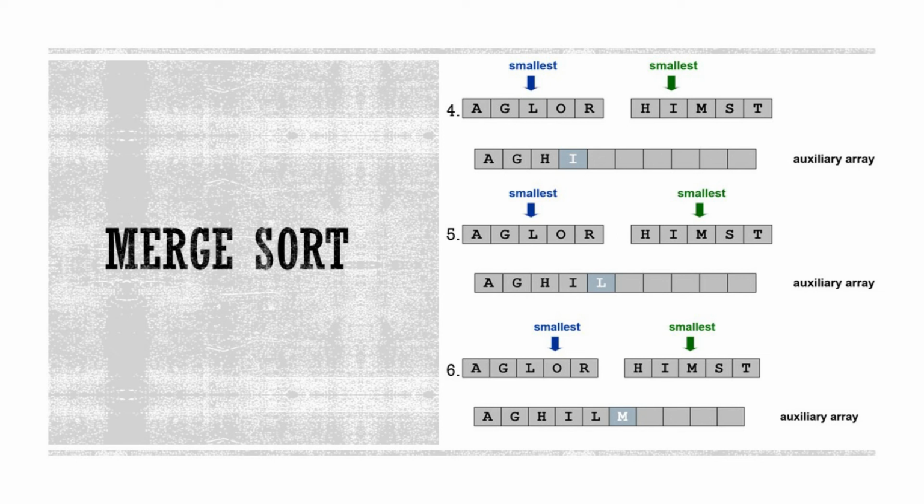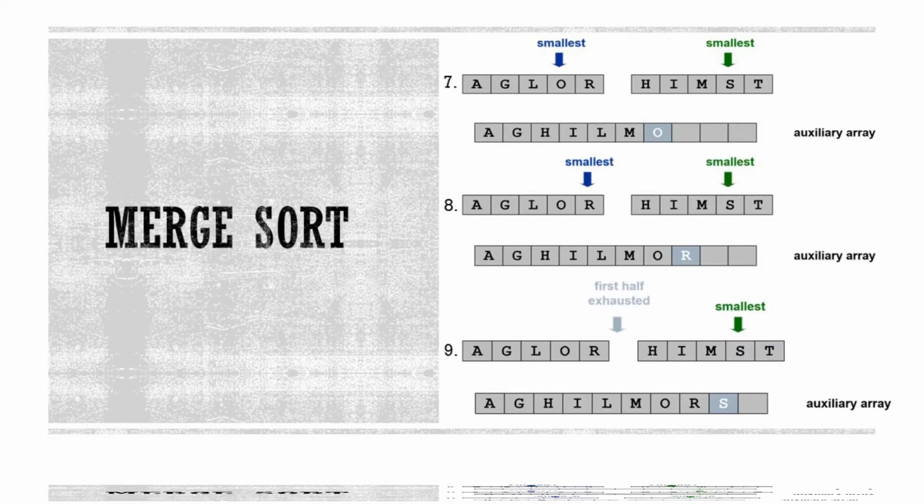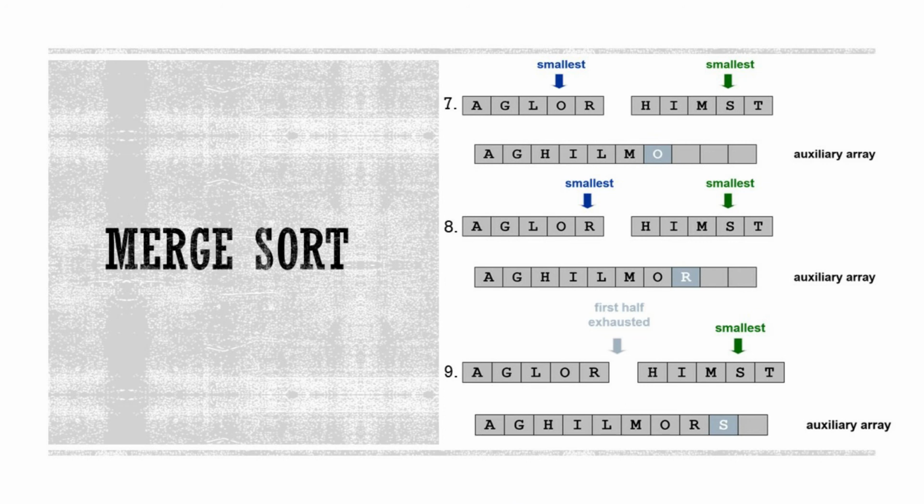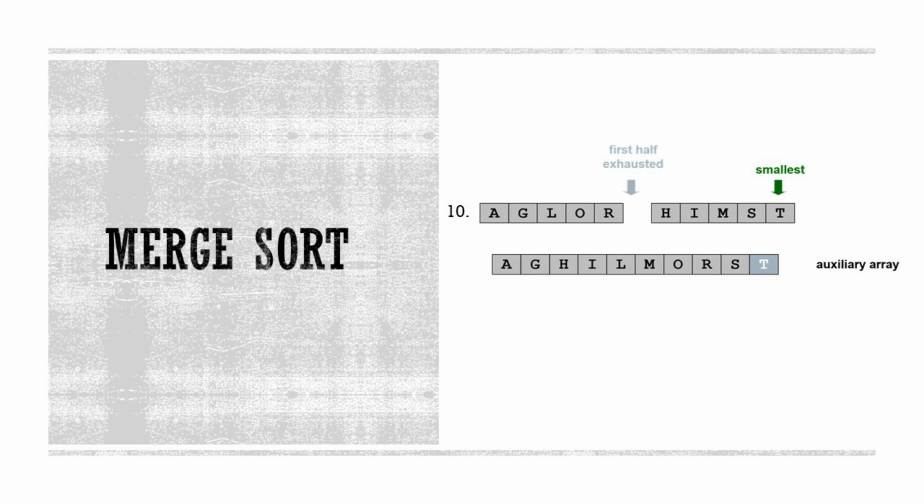So we take a look at number 9. So number 9, the first half is already exhausted, so we take a look at the second half. In the second half we are left with two elements, which are S and T. So between S and T, S is the smaller value, so S is smaller than T, so we put S in the auxiliary array. Then number 10, and then we put T in the auxiliary array.